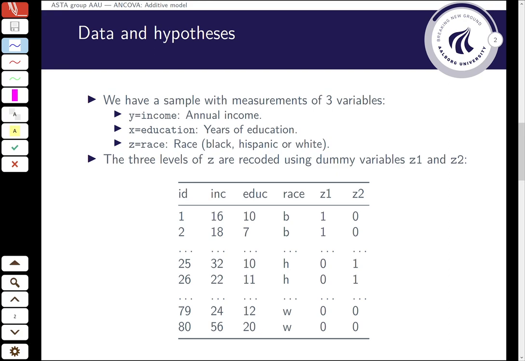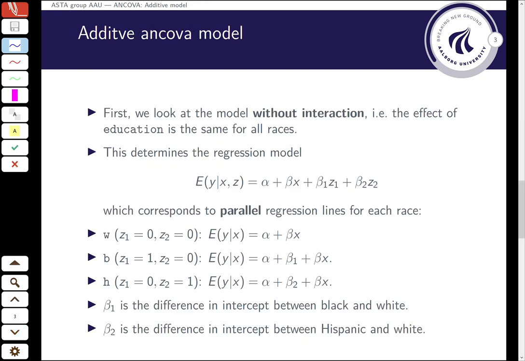And the kind of hypothesis we could be considering with this data is something like: how is your income related to your education? How much can we expect your annual income to increase for every year of further education? And in this additive model, we first consider the model without interaction. So this is what it means that we have an additive model or main effects only.